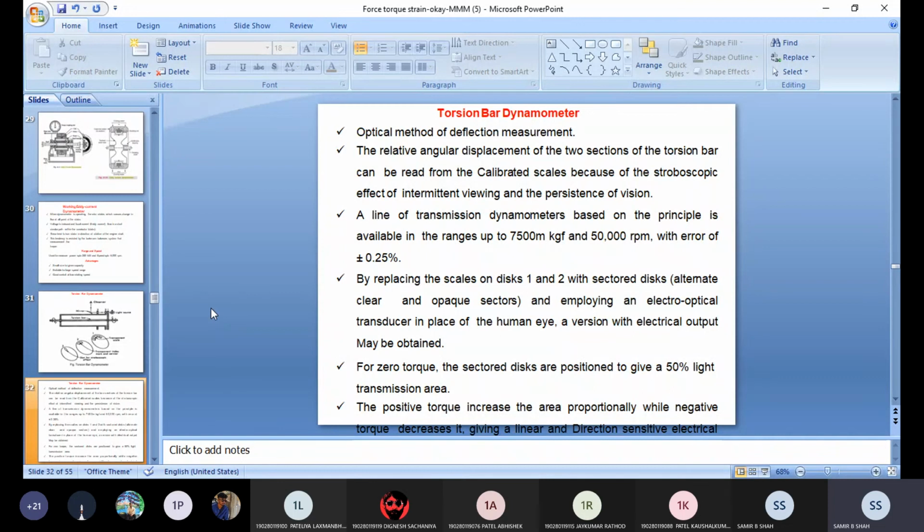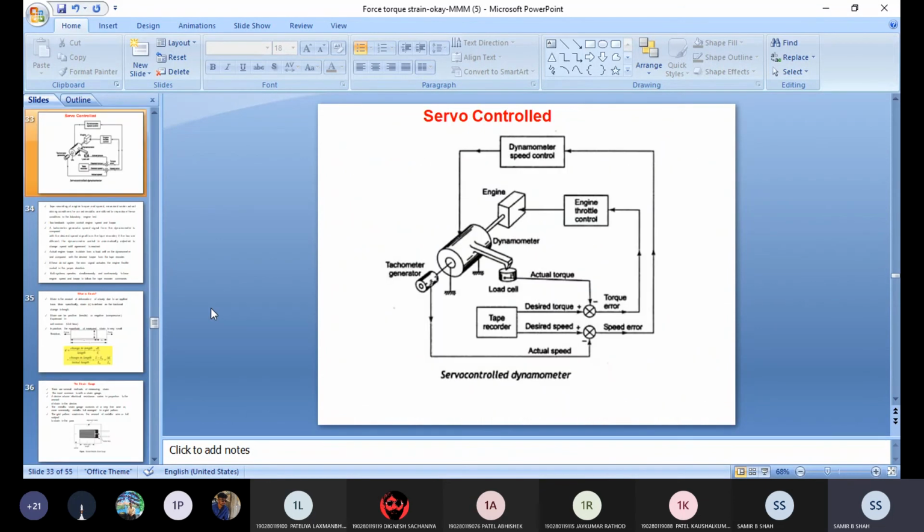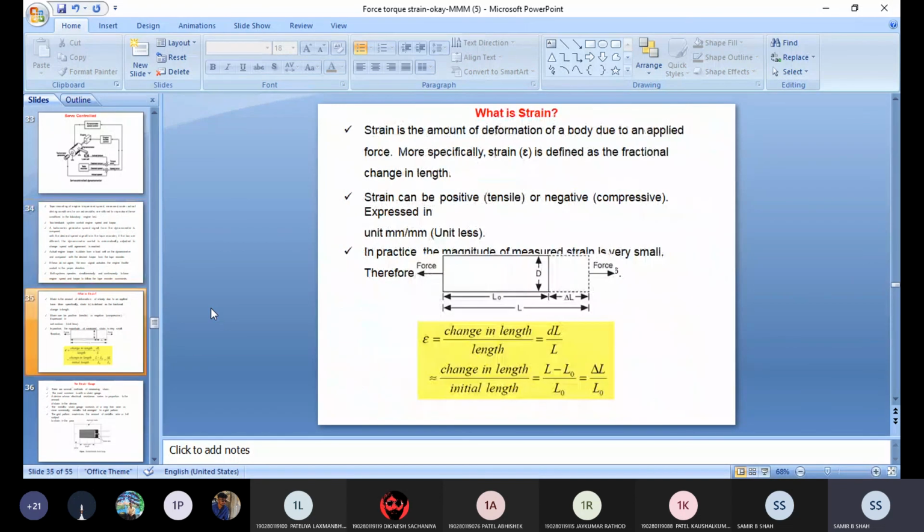By replacing the scale on disc 1 and 2 with sector discs and employing an electro-optical transducer in place of the human eye, a version with electrical output may be obtained. For zero torque, the sector discs are positioned to give a 50% light transmission area. You have to remember that if the zero torque is there, then the area may be somewhat lighter.